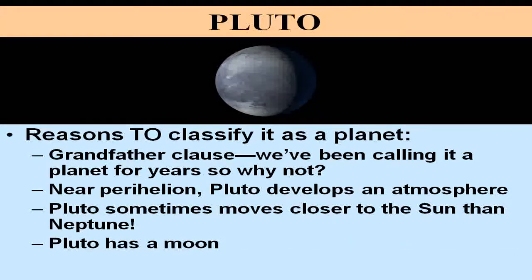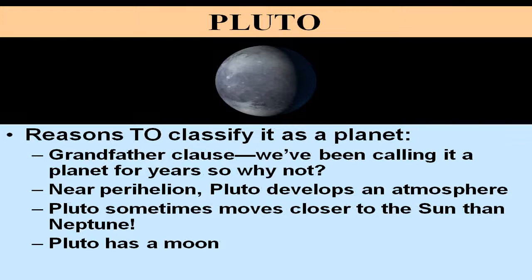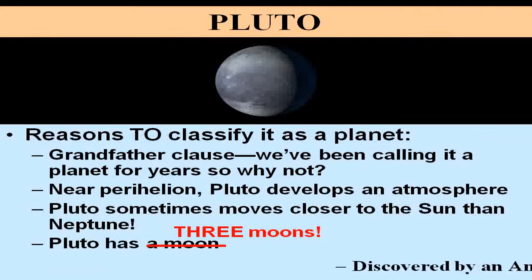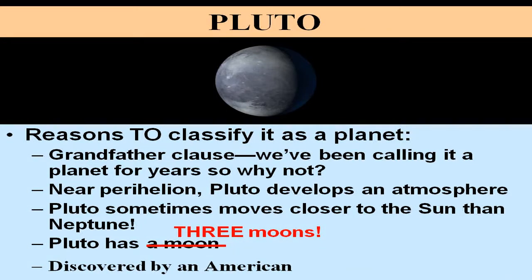Pluto has a moon, Charon, which we'll talk about in a moment. In fact, Pluto has 3 moons now. Recently, Hubble took a high-resolution picture of Pluto, and it discovered 2 more moons of Pluto. And the best reason to classify Pluto as a planet is that it was discovered by an American, and we don't want to give that up. It was discovered by Clyde Tombaugh, an American, so it's difficult to not take that credit.